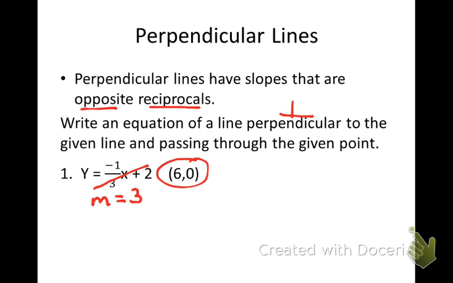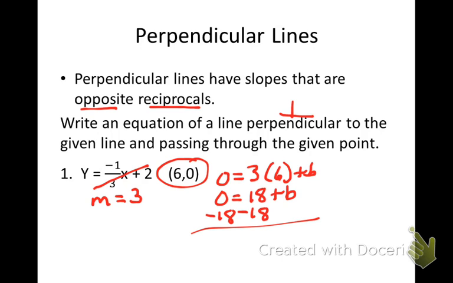I'm going to use this to find my new b. So y is 0, m is 3, x is 6, plus b. 0 equals 18 plus b. I want to get the b by itself, so I'm going to subtract 18 from each side and get negative 18 equals b. So I can write my equation, y equals 3x, and then minus 18. So that line here is perpendicular to this line.